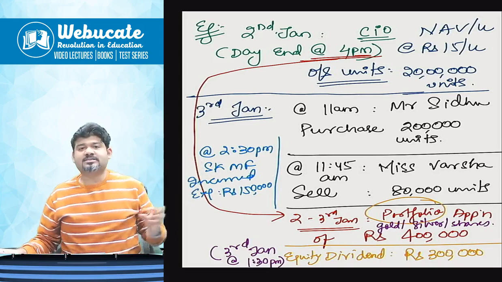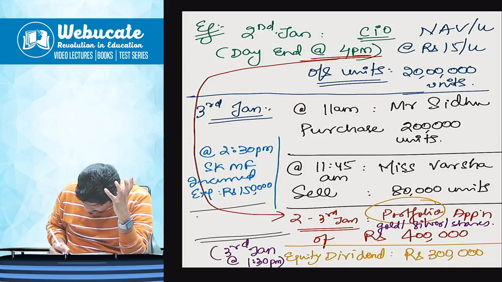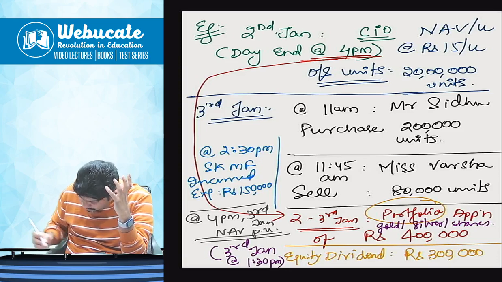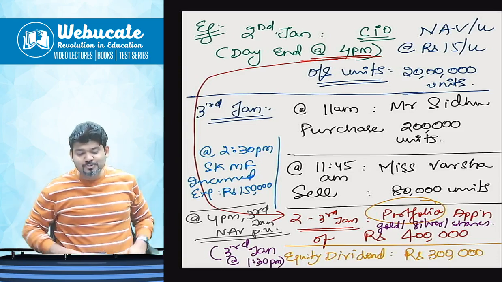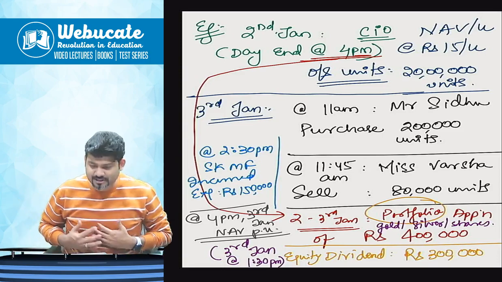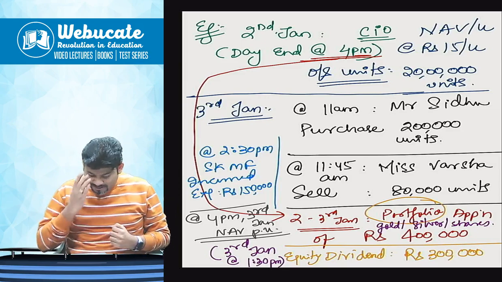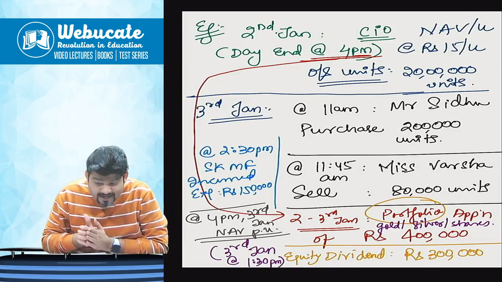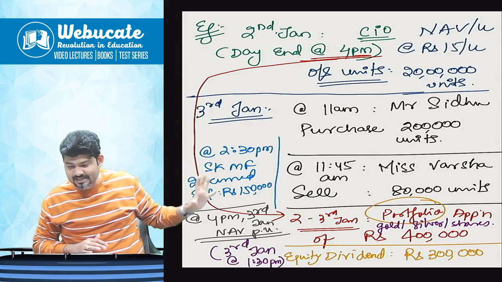You, as a CIO of the company, have to tell at 4 p.m. on 3rd of Jan, what is going to be the NAV per unit based on the given information. Will you be able to do it? Mr. Sushil, you have no option. You are the CIO of the company. You have to do it. Others can also help Mr. Sushil and help him calculate the total NAV per unit based on the information given.